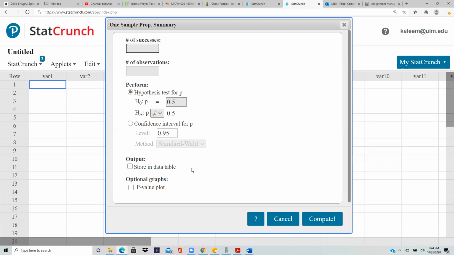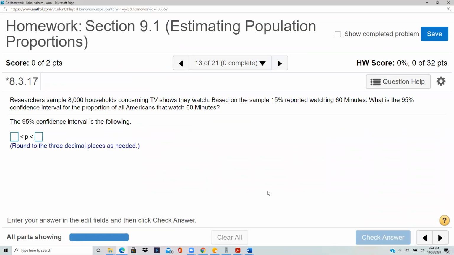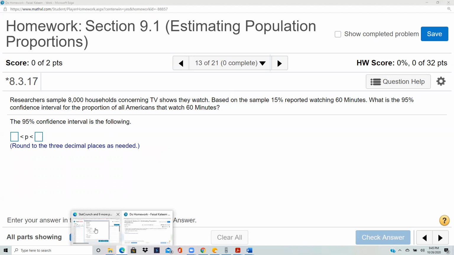Okay, so number of successes and number of observations. If we go back to the problem, the number of observations is the sample size, so that's 8,000. And from those 8,000, 15% watch the show. So 15% of 8,000 is the number of successes. So 8,000 is the number of observations, and 15% of it is the number of successes.